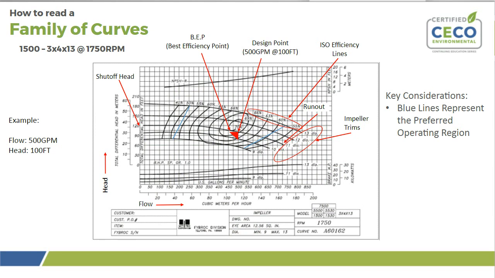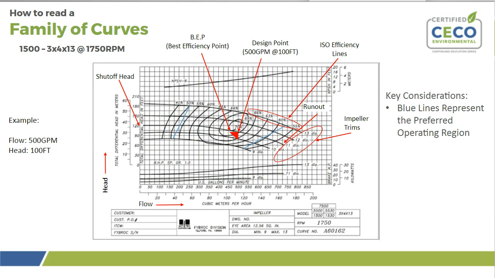We can see by where the design point falls on the curve that it requires approximately an 11-inch impeller diameter to get to that point. So if we were using a 12 or a 13-inch impeller diameter, we'd be significantly over that design point in terms of head. So 500 gallons per minute at 100 feet, we're looking at an 11-inch impeller diameter. It looks like a good selection because the design point is very close to the best efficiency point.